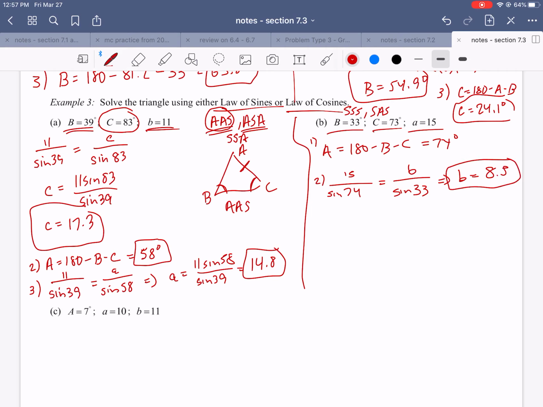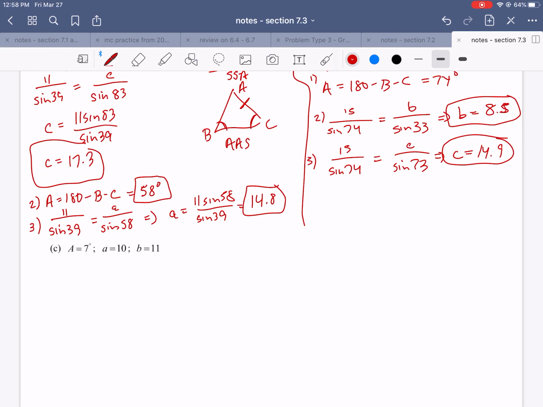So just double check that you get 8.5 there as your answer for b. And then for step 3, I'm going to again use that given ratio, 15 divided by the sine of 74. And I'm going to set that equal to the C ratio now, which will be c divided by the sine of 73. Cross multiplying and dividing will give us the answer for c, which will be 14.9 if we round to the nearest tenth.